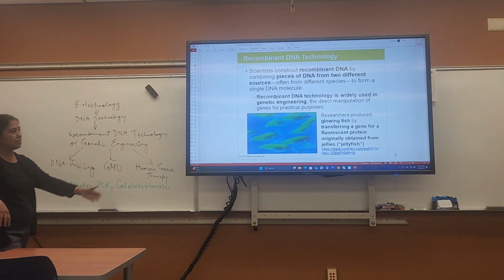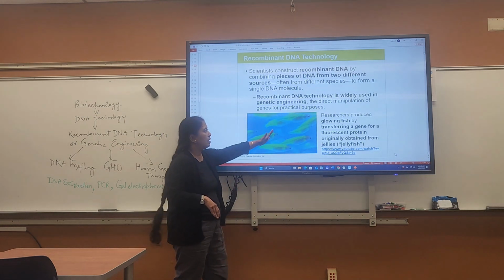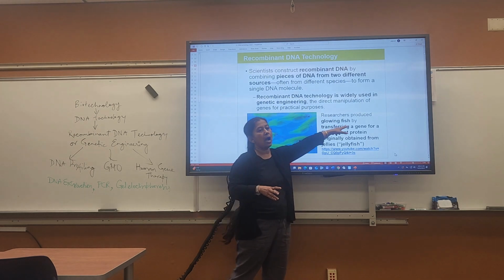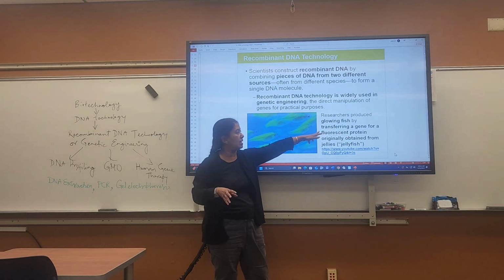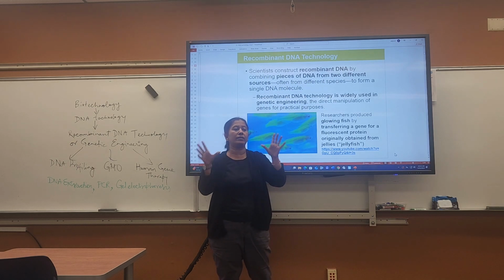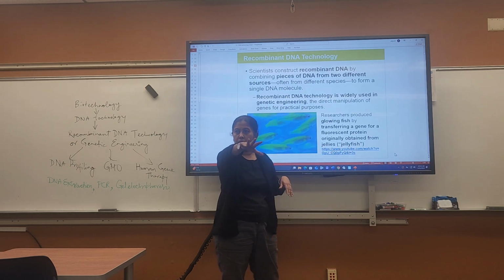If you see this particular picture, these are fish which actually glow in the dark. These are glowing fish. How were they created? They were created in the lab by scientists. They took a gene which codes for a fluorescent protein. This was obtained from jellyfish. You guys know that jellyfish glow in the dark.